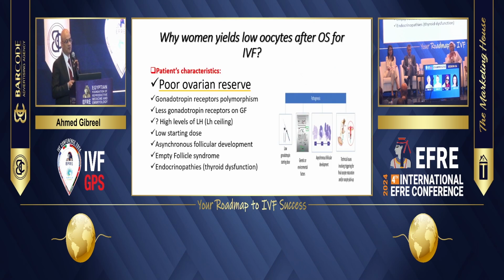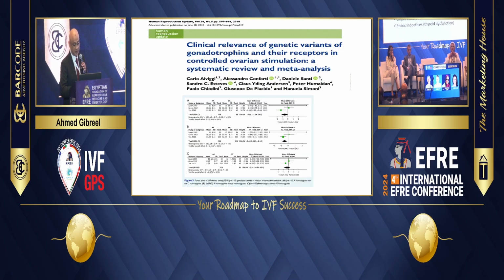But what about those people with inherent problems? Those would be people who have receptor polymorphism, gonadotropin receptor polymorphism on the LH receptor on the theca cell or granulosa cell. Those will have fewer gonadotropin receptors in quantity. Those might have high LH receptors. Sometimes it's a slow starting dose. Sometimes it's asynchronous follicular development. And don't forget empty follicle syndrome, and that some endocrinopathies may affect the process of oocyte maturation.